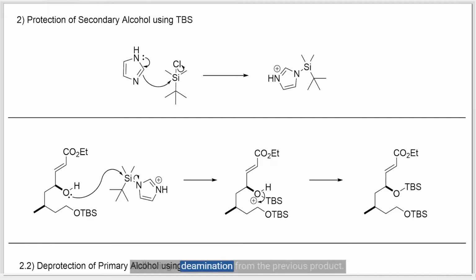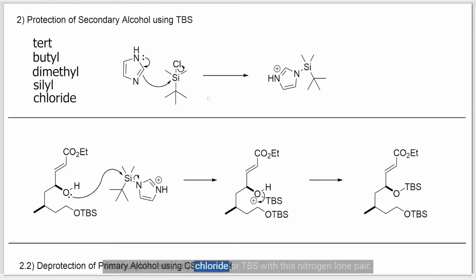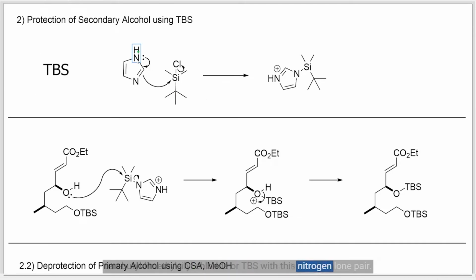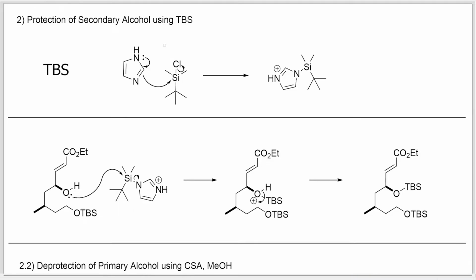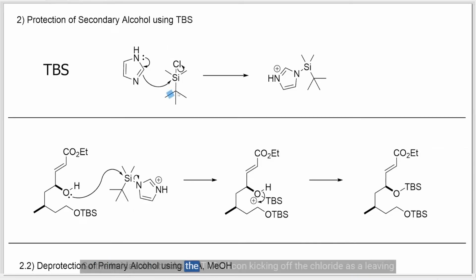Following a deamination from the previous product, we use a silyl protecting group to protect the secondary alcohol. So this starts with an imidazole acting as a base towards this tert-butyl dimethyl silyl chloride, or TBS, with its nitrogen lone pair. So the imidazole attacks the TBS silicon, kicking off the chloride as a leaving group, resulting in a reactive intermediate which the alcohol can attack.